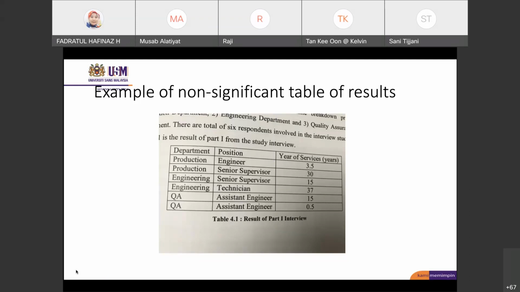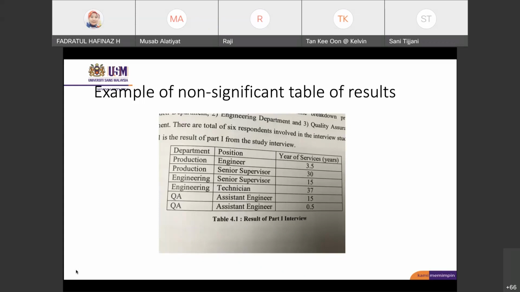For example, this is a very bad example. It's a mixed-mode student's work from the last few years. I examined the student. The student's research, if I'm not mistaken, is about the performance evaluation of every machine in the factory.